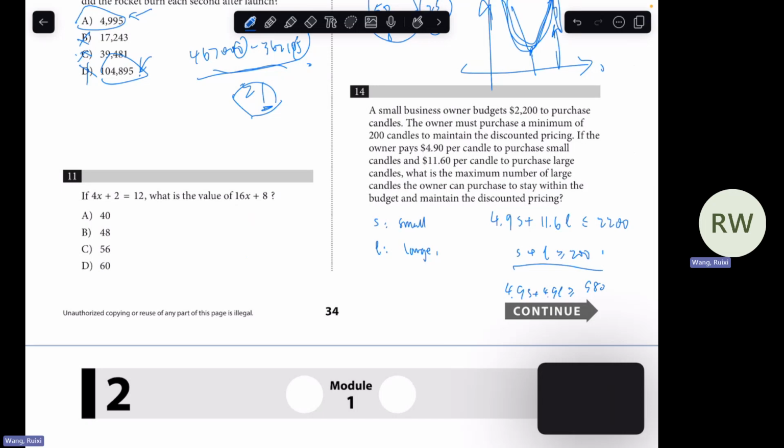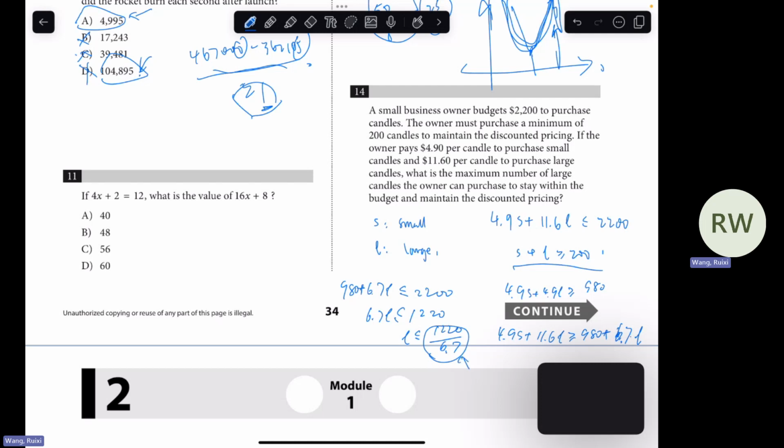So you want this 4.9S plus 11.6L to be larger than or equal to 980 plus 6.7L. Okay. So then you have this larger than or equal to 980 plus 6.7L, which means 6.7L is less than or equal to 131.220. Okay, so L is less than or equal to this. Okay. So also you need to round down of this, right? You need to round down from here.